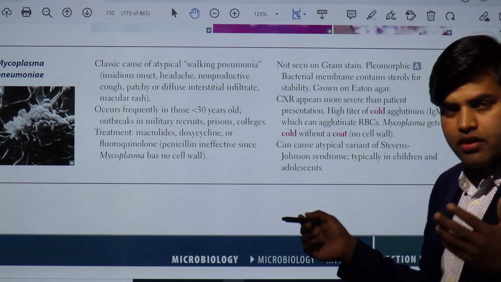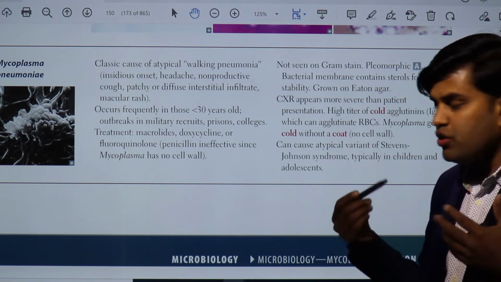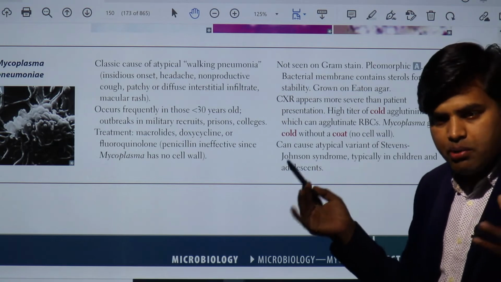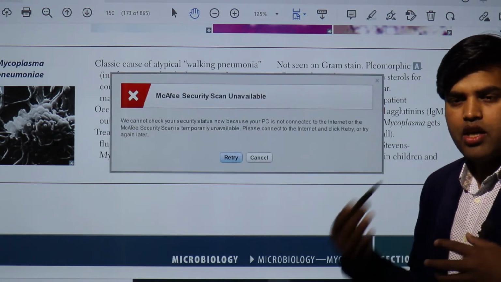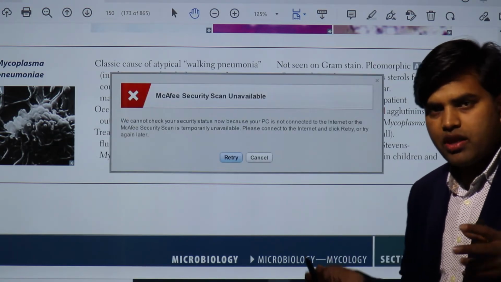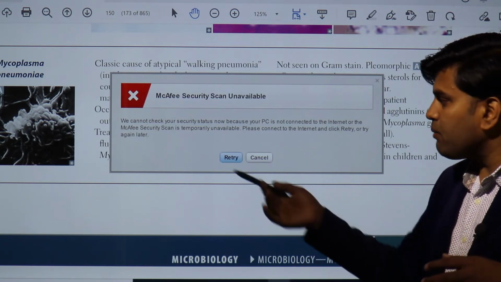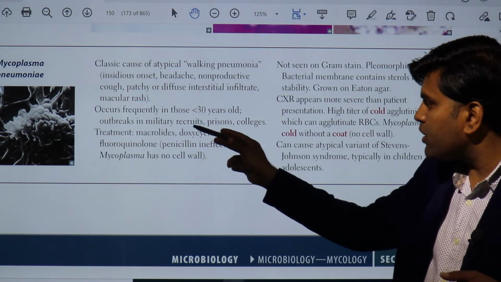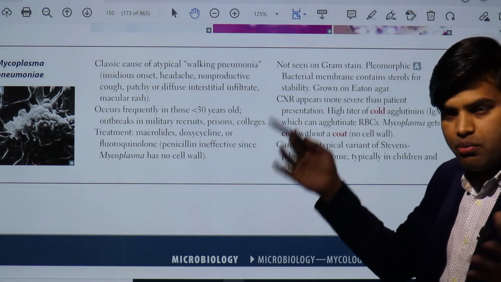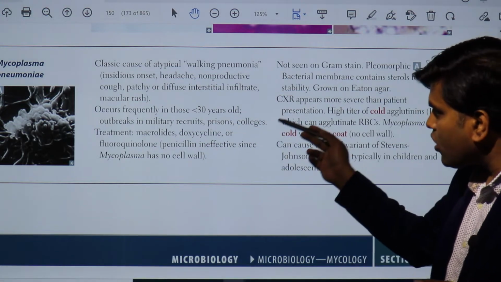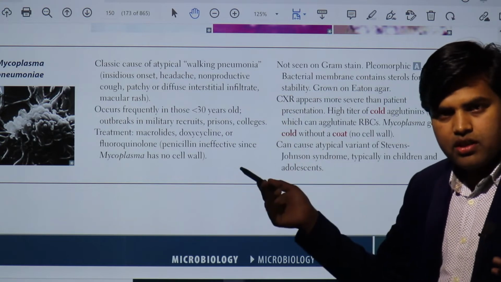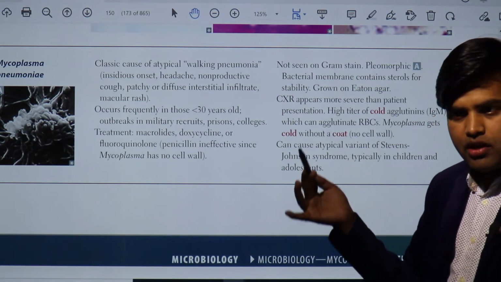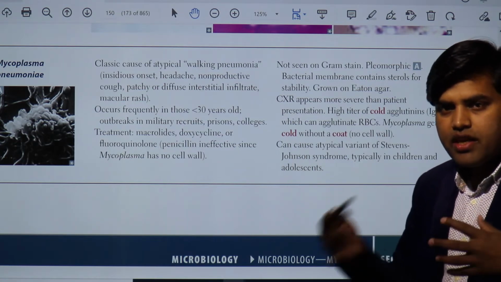They can infect people, mainly young people, less than 30 years old. Where do outbreaks occur? Outbreaks occur in people who live in crowded places, like us as students living in a hostel, or military groups living in the military. Outbreaks occur in military recruits, in prisons where a lot of people live together, in colleges, so in the hostel. These are the places where lots of people live in community, in closed, crowded spaces, where outbreaks occur.